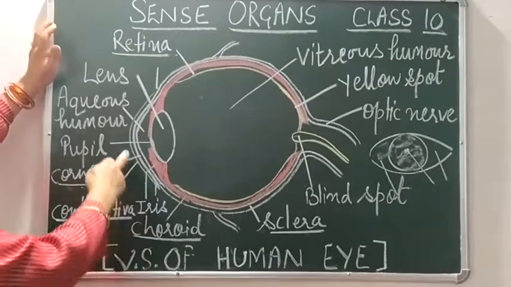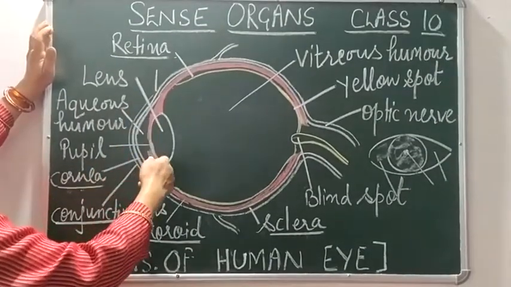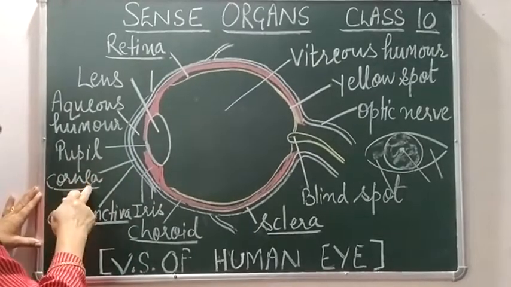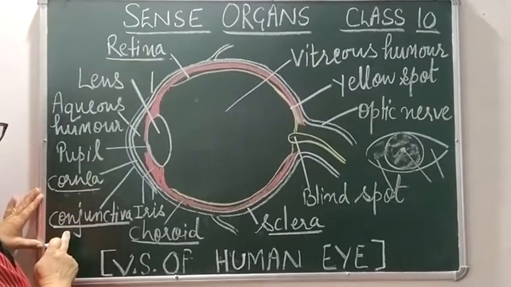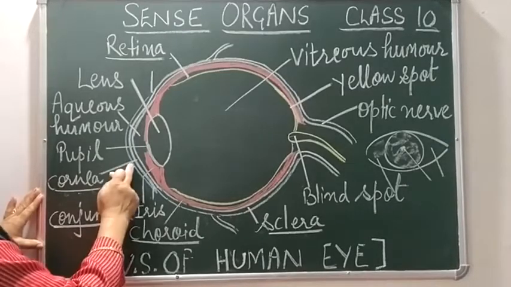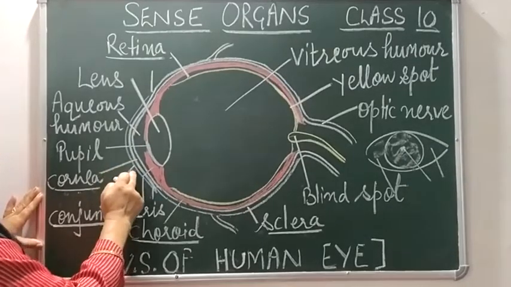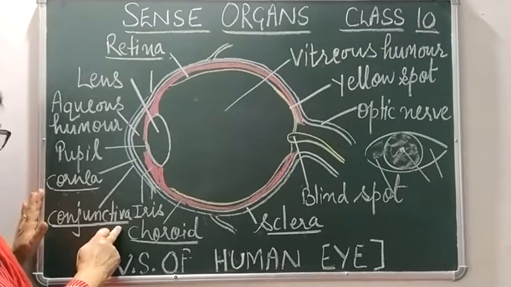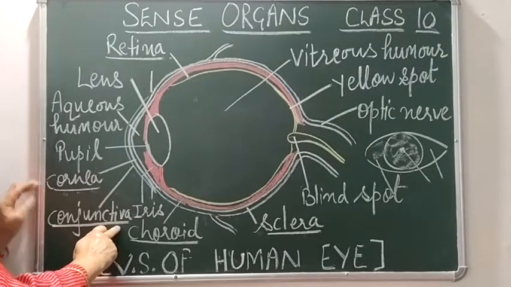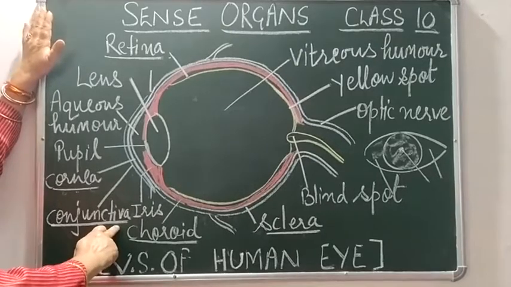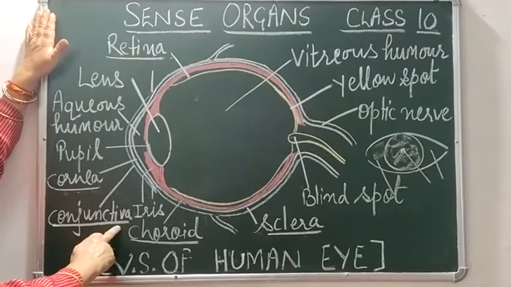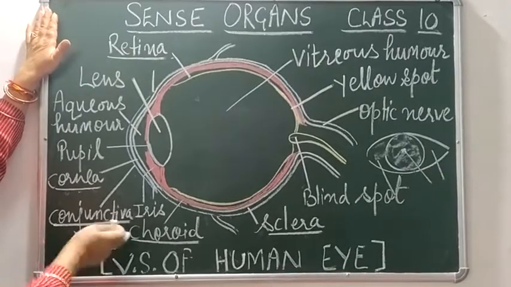Now this sclerotic layer, the bulging part of the eye, is called the cornea. The cornea is covered by a protective membrane called conjunctiva. So the outermost layer of the cornea is called conjunctiva. If there is any viral infection in the conjunctiva, then the problem is known as conjunctivitis. So what is conjunctivitis?